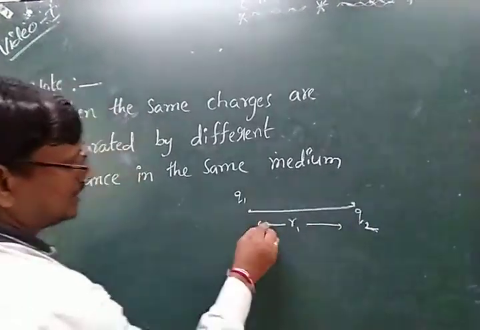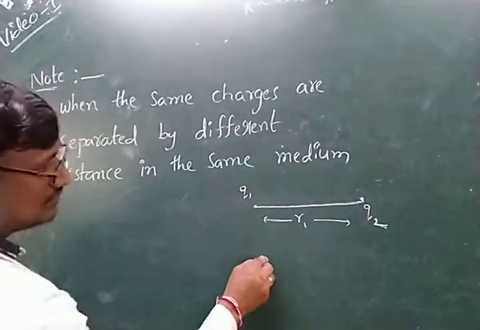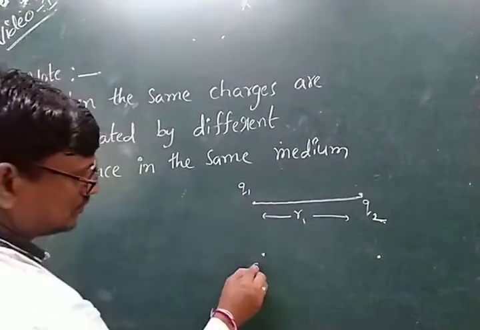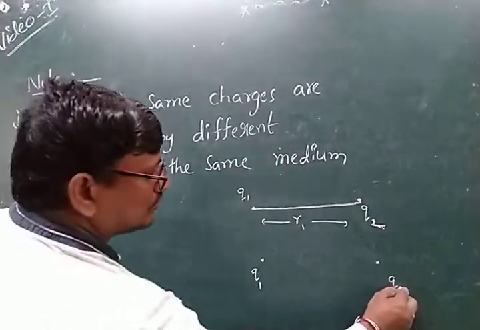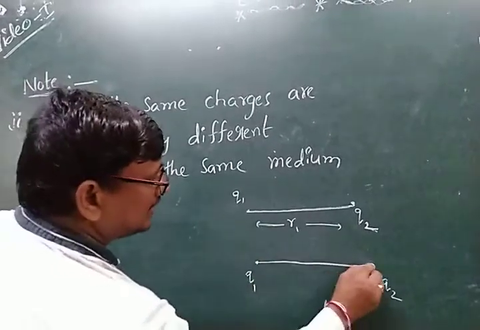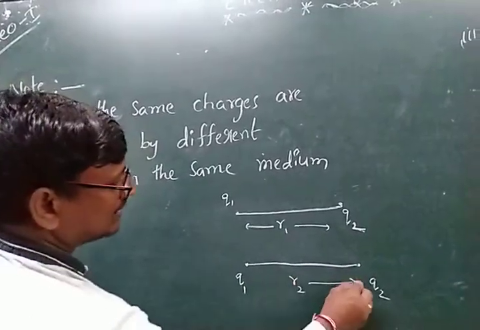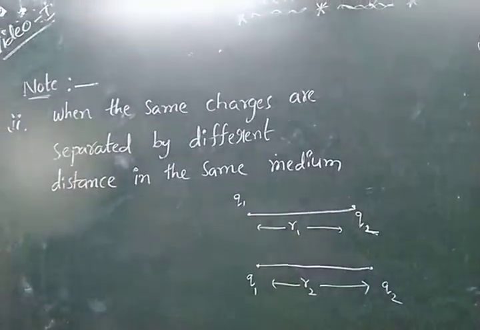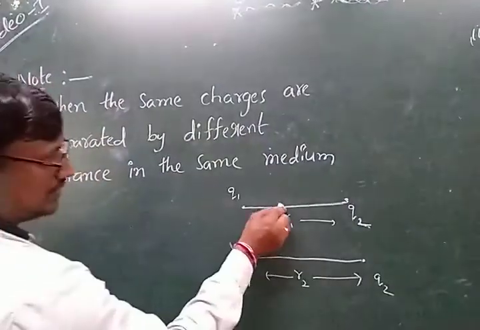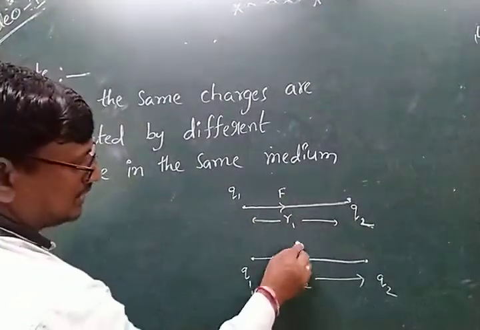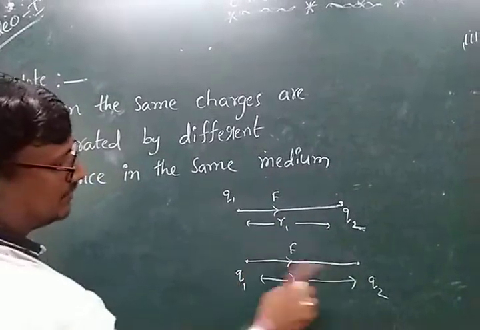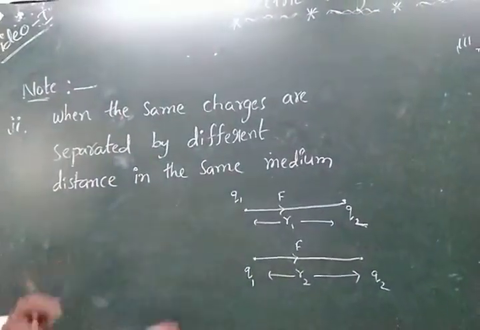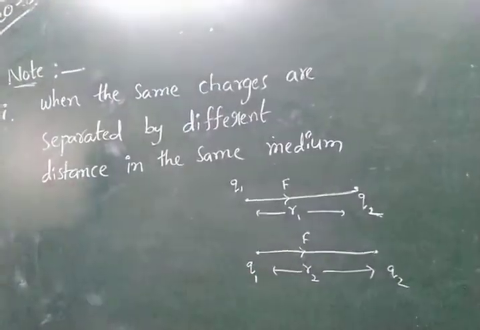R1. And another two charges Q1 and Q2, separated by a distance R2. Here it is a different distance, but taken in the same medium. See here the force of attraction or repulsion between these two charges. Now we can find a relation between the force and distance.